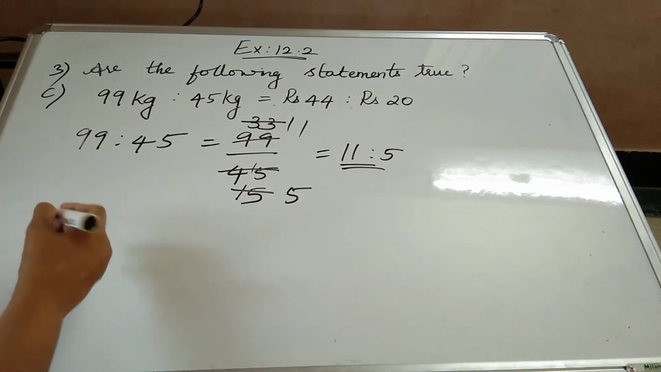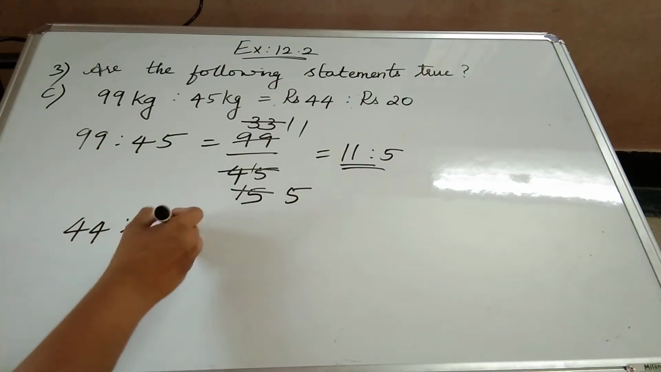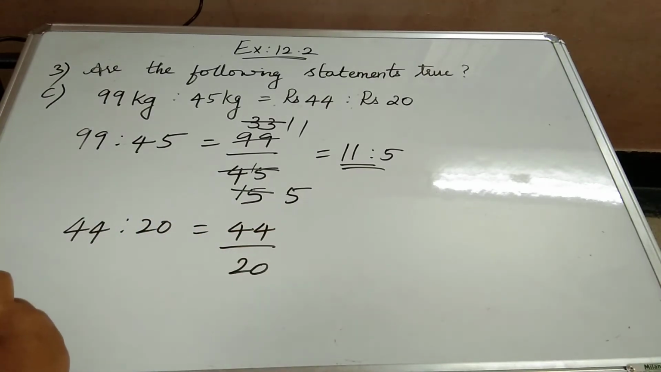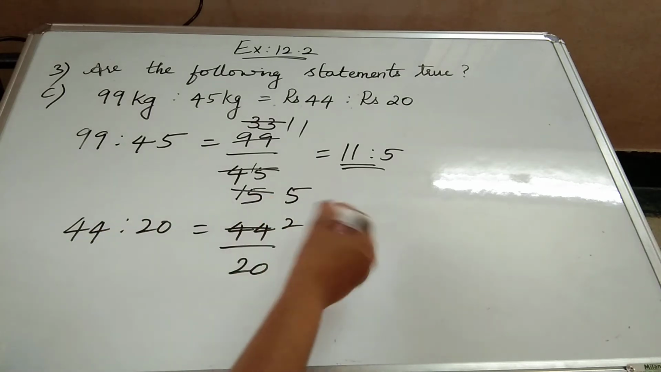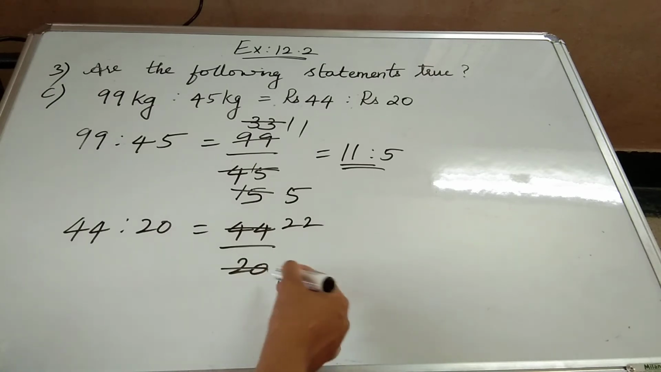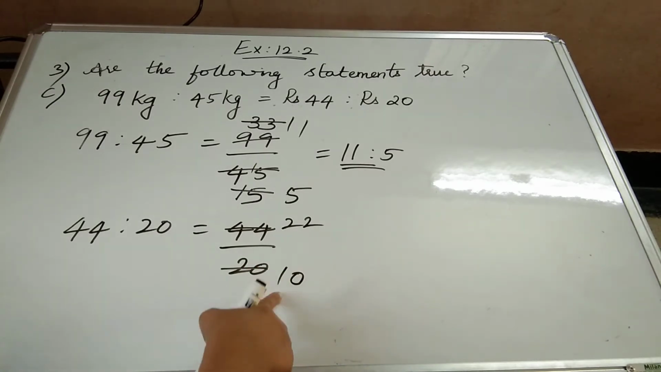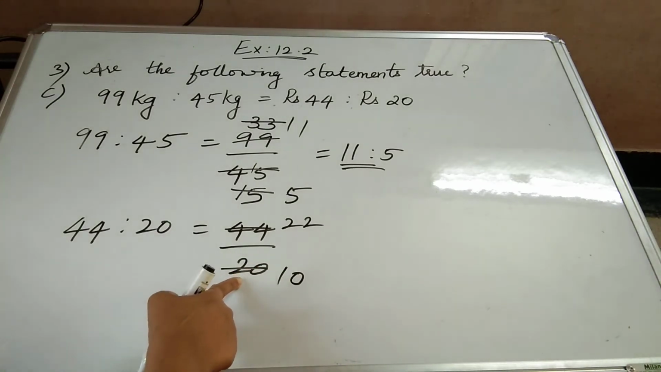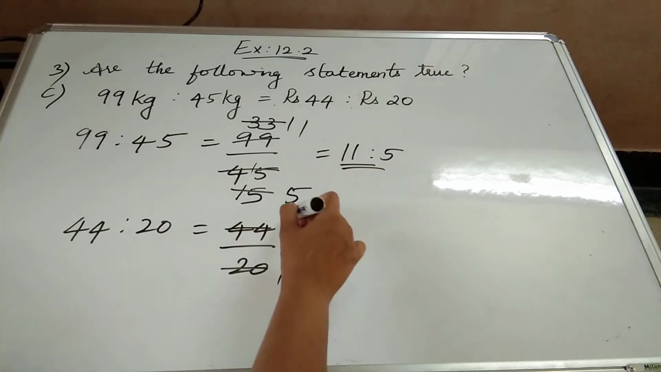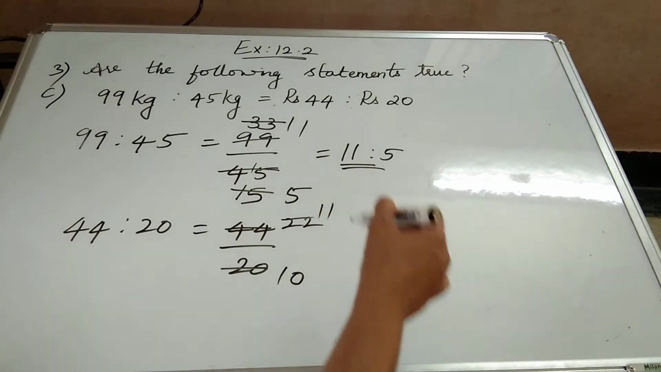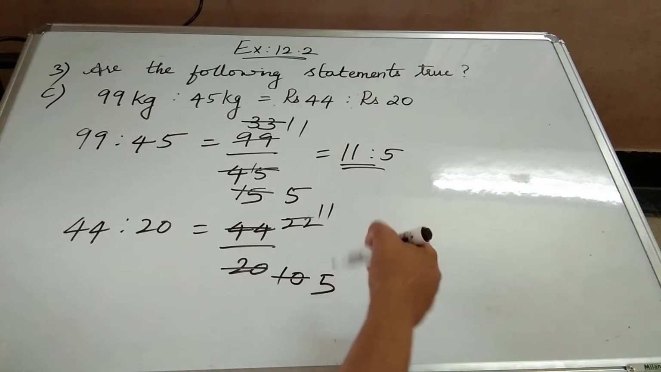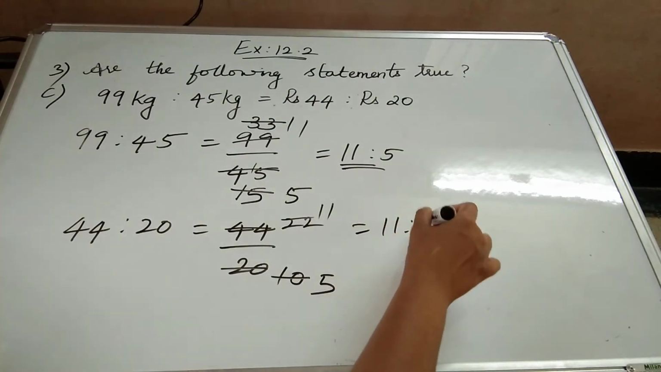Now right hand side 44 is to 20. So 44 divided by 20. 2 table we can cancel. 2 2s are 4, again 2 2s are 4. For 20, 2 1s are 2, this 0. 2 10s are 20. So 10. Now 22 and 10. 2 table. 2 1s are 2, again 2 1s are 2. So here 2 5s are 10. Now 11 divided by 5, so it is 11 is to 5.